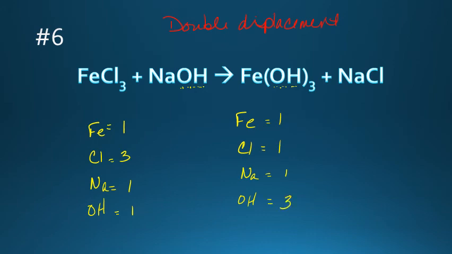Where do you want to start? It doesn't matter. I'm going to start with the chlorines. I need more chlorines on the product side. How am I going to get 3 chlorines on the product side? Yes, you're going to put a 3 here. So here we have 3 sodiums. And now I have 3 chlorines. All right, irons are good. Check. Chlorines are good. Check. Sodiums are off. Okay, how am I going to get 3 sodiums over here? Well, if you said put a 3 here, you are right. So we now have 3 sodiums, and how many hydroxides? You got it, 3. We are now balanced.